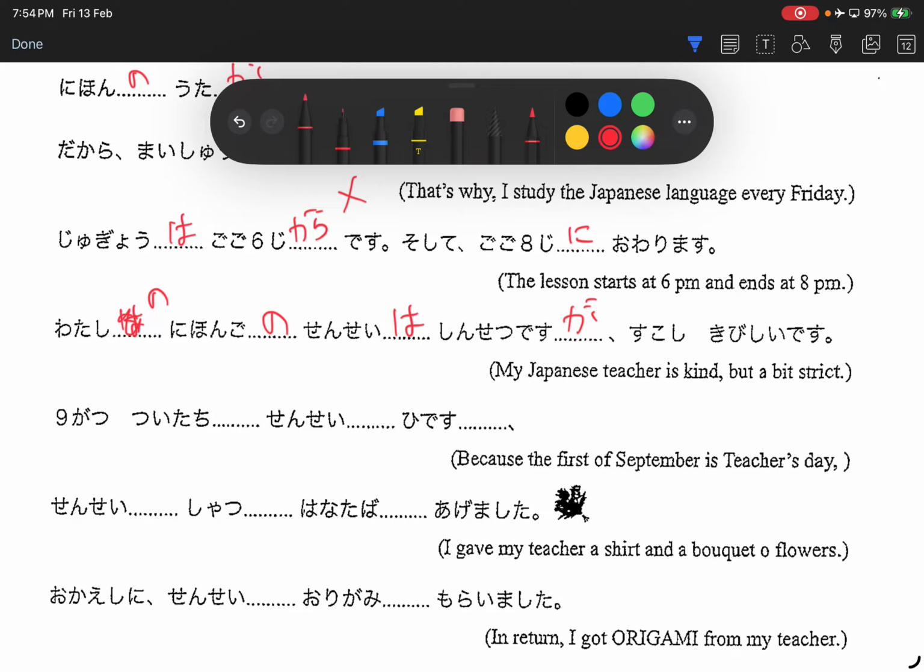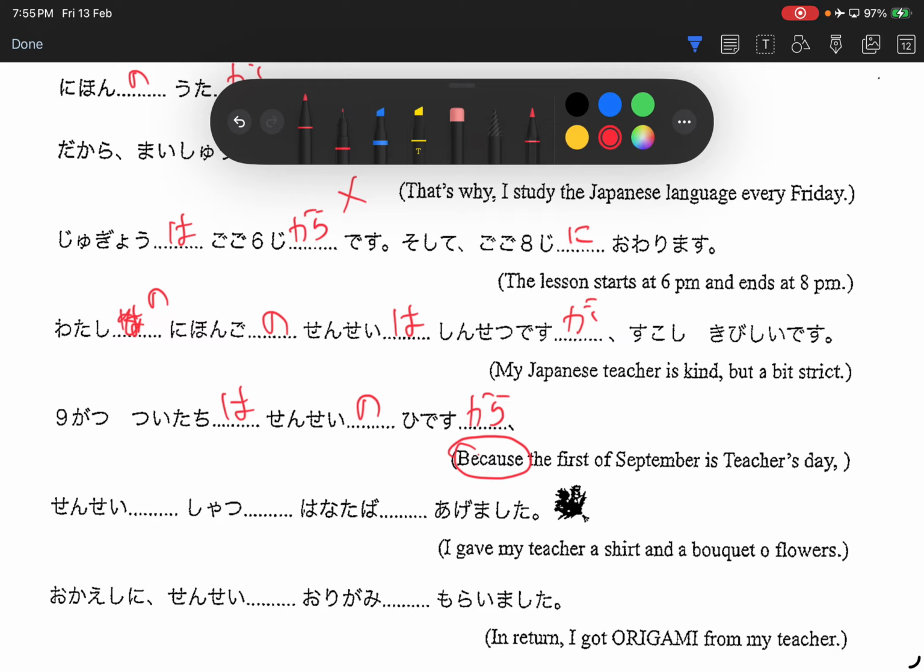Okay, next sentence. Serene, 9月1日は先生の日です。Sensei no hi desu. You did empty for both? Okay, very good. Sensei no hi desu. Correct. Then what's the third one? Because から, yes, から. You need to read the translation. I never read the side. Okay, so から. Next line.